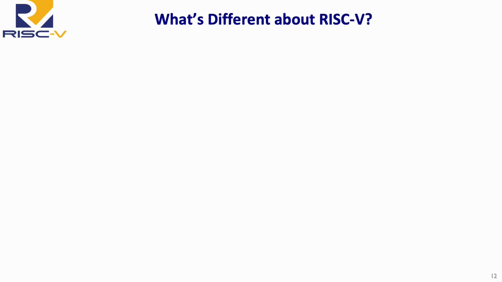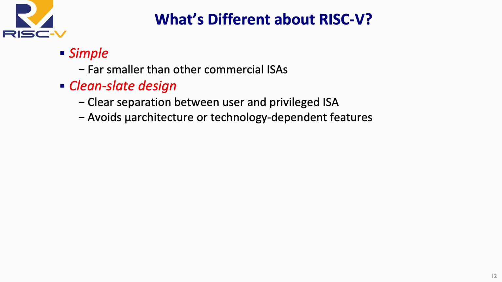So what's different about RISC-V? It is simpler. It is nice and simple. It's far smaller than commercial ISAs. It's a clean slate design. Well, as I said, a lot of influences from MIPS, but it's pretty clean. There's a clear separation between the user and the privileged instruction set. I'll talk more about privileged instruction sets in a later lecture. It avoids a lot of microarchitecture or technology-dependent features, which tended to happen in much earlier ISAs like MIPS.